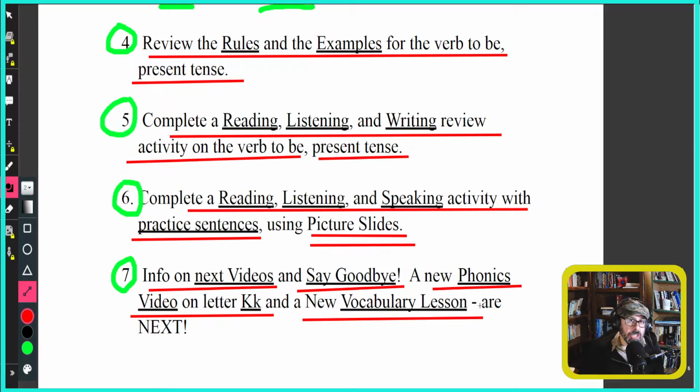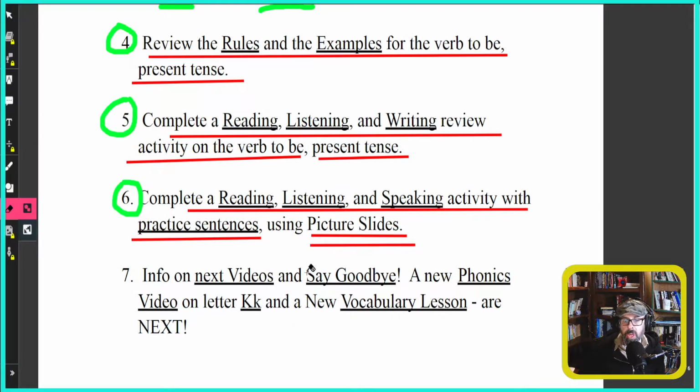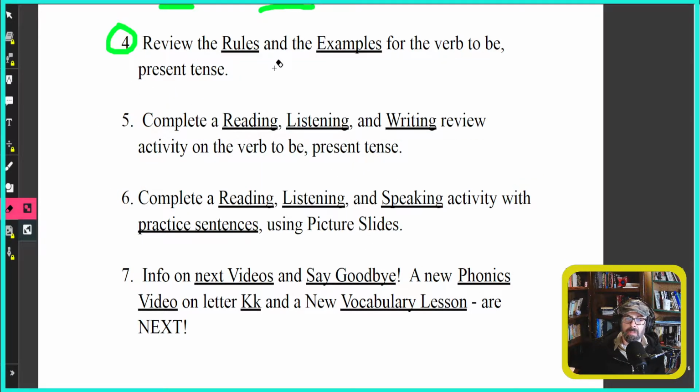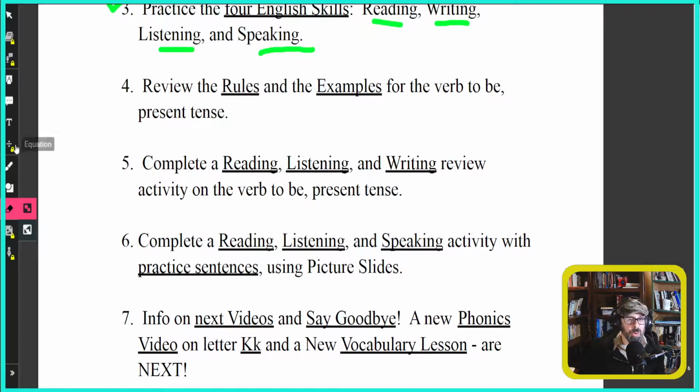So phonics is usually first we do a letter, we learn a letter, then we do a vocabulary lesson to learn some vocabulary, and then we look at the rules of English by studying English grammar, okay? All right, let's clean up our to-do list here a little bit, and then we'll get started with number 4 this time, and begin with a review, okay?